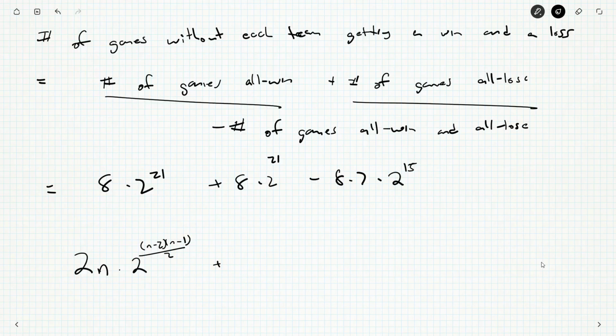And you'd have twice that, and then minus this, and then the order would matter, and then you'd have n minus 3, n minus 2, all over 2. So this would be a nice generalization to n teams. And so this wouldn't be a bad Hypatia question, frankly.